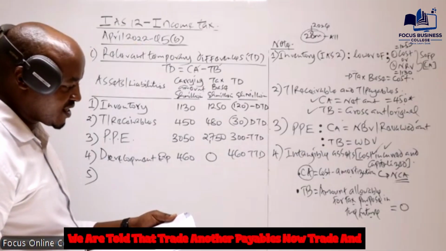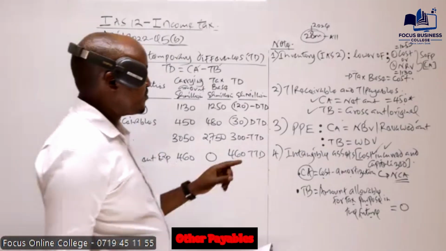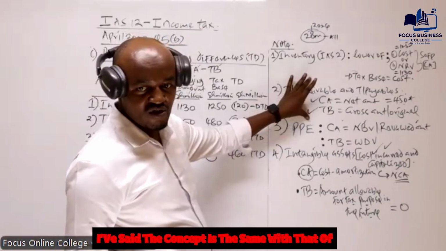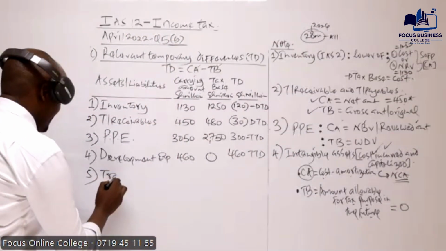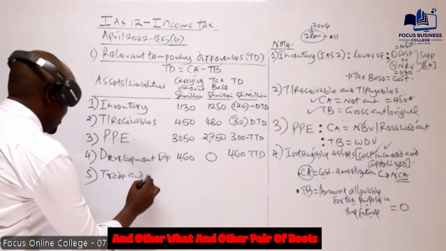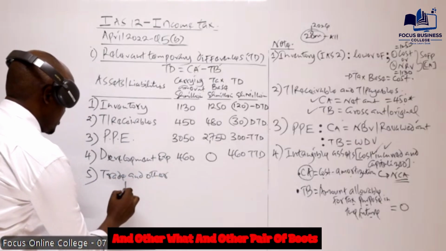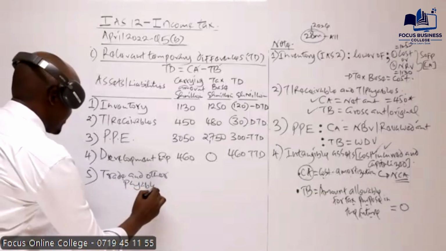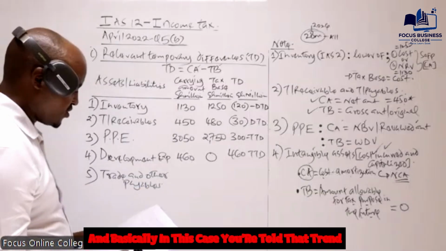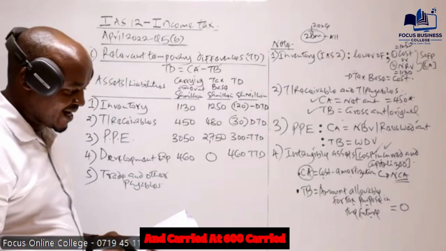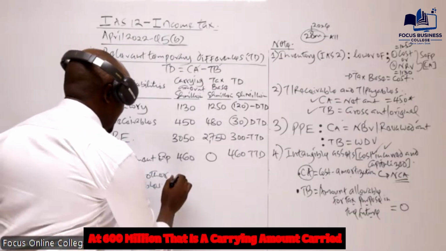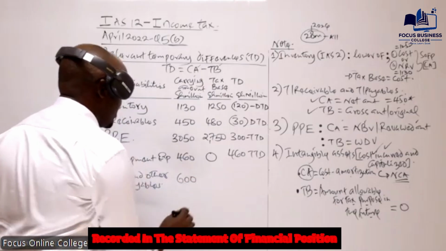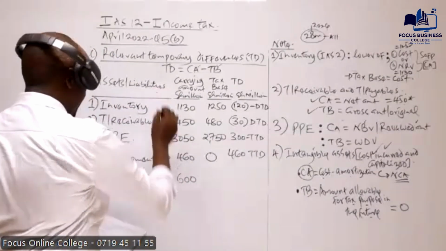We are told about trade and other payables. Now, trade and other payables, I've said the concept is the same as that of receivables. We have the trade and other payables. In this case, you're told the trade and other payables are carried at 600 million. That is the carrying amount. They are recorded in the statement of financial position at 600.